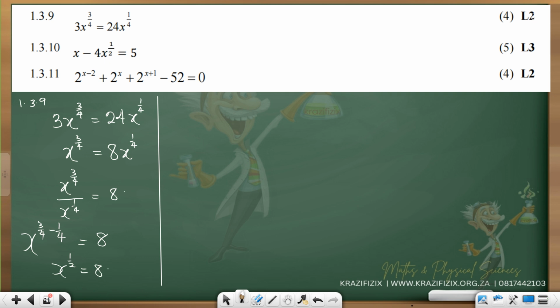Now check again. X to the power half. What do we do? We reciprocate. It's not plus or minus. We only put plus or minus if you are multiplying by half. But now I am multiplying by 2 over 1. What is x? 64. Are we on the same page?